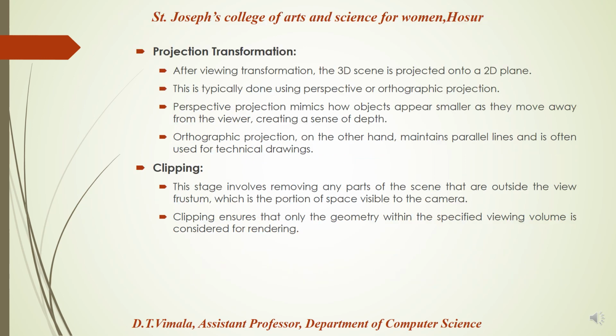Next is the projection transformation. After the viewing transformation, the 3D scene is projected onto a 2D plane. That means even though it is a three-dimensional view, it should be projected on the two-dimensional view screen. So this is the projection transformation. This is typically done using perspective or orthographic projection.